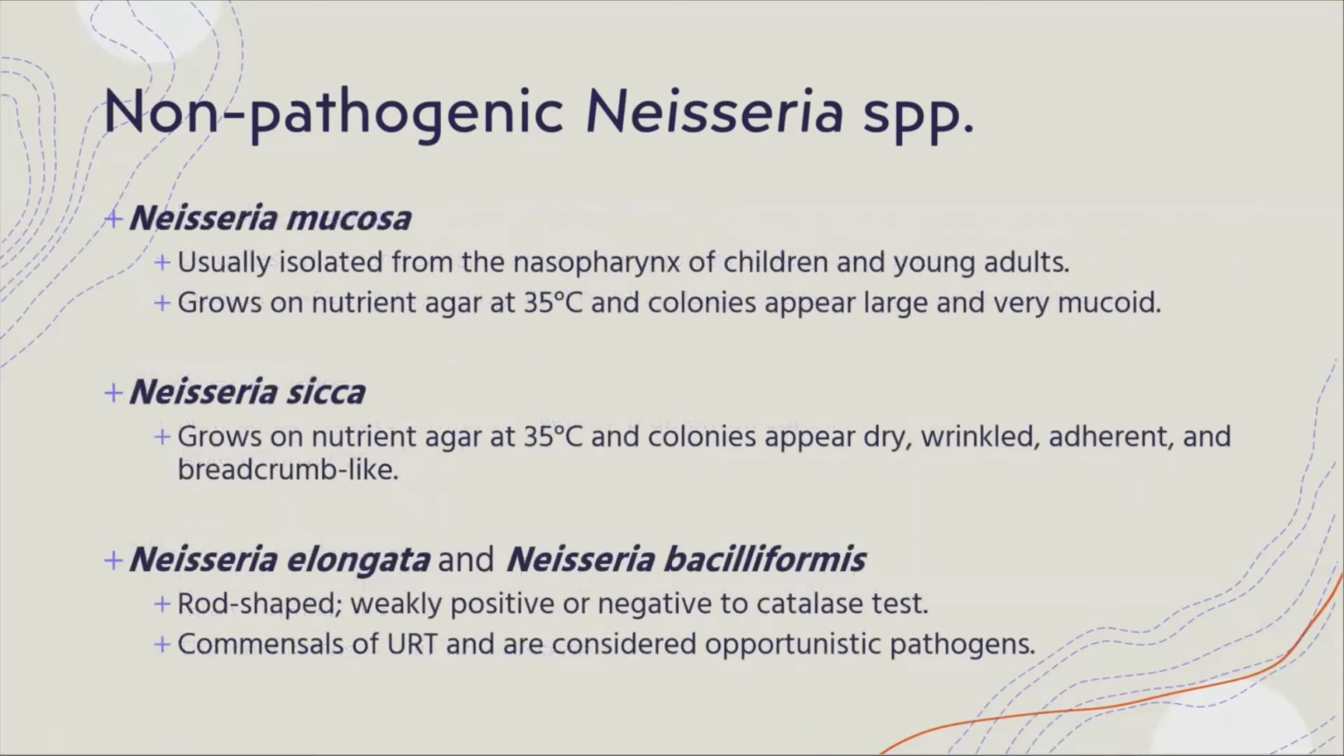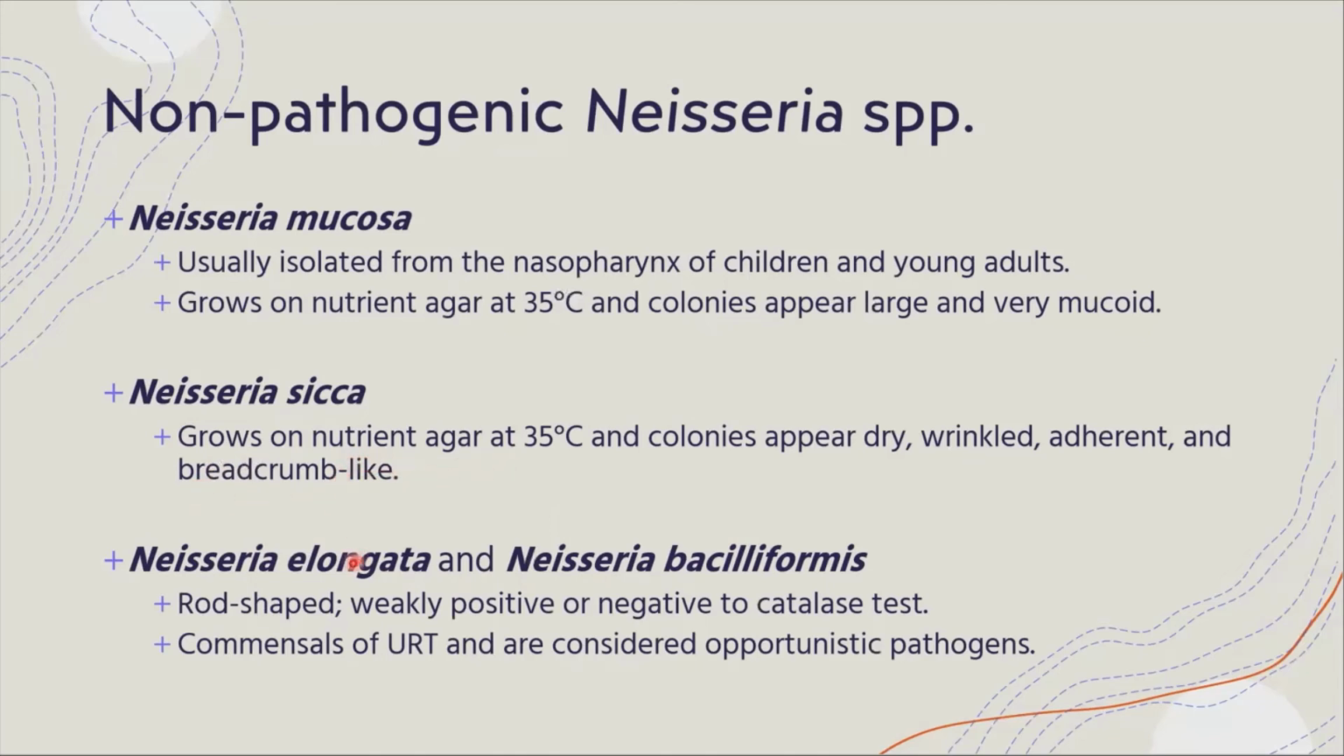We also have Neisseria mucosa. These are usually isolated from the nasopharynx of children and young adults. They grow on NA at 35 degrees Celsius and colonies appear large and very mucoid. Neisseria sicca. These are Neisseria species that appear dry, wrinkled, adherent, or with breadcrumb-like appearance of their colonies on nutrient agar.